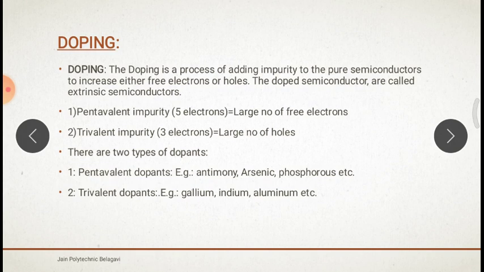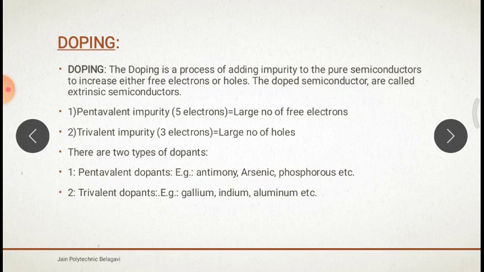One is p-type and the next is n-type. The impurity having 5 valence electrons is called a pentavalent impurity. When this is added, each atom donates one free electron and such doping is called donor doping. Examples of pentavalent impurities are arsenic, bismuth, phosphorus, etc. This creates an n-type extrinsic semiconductor.